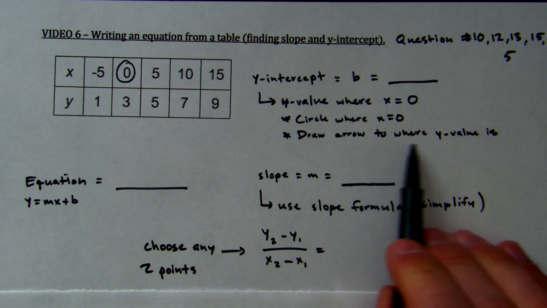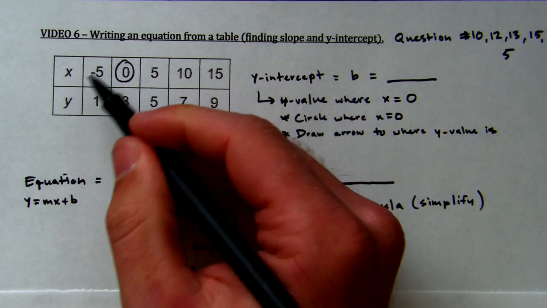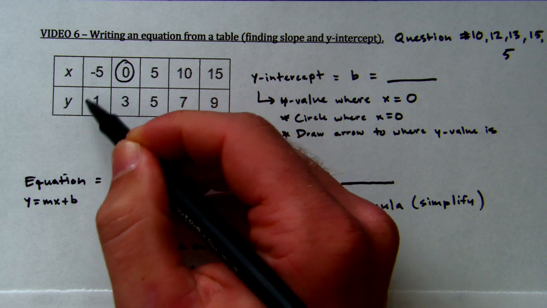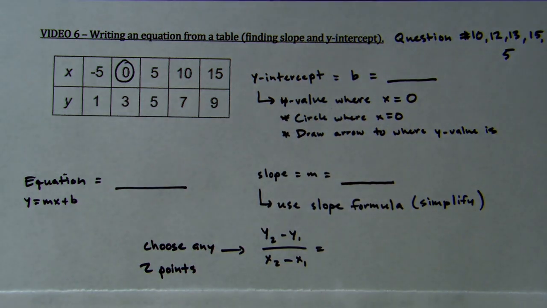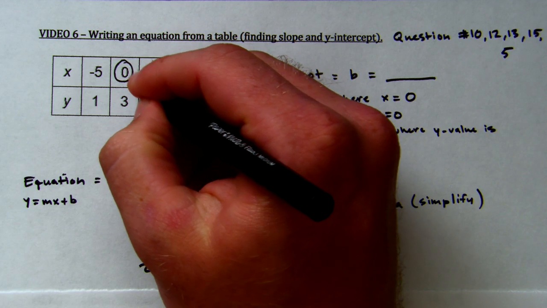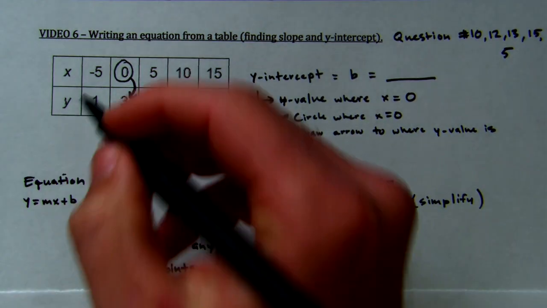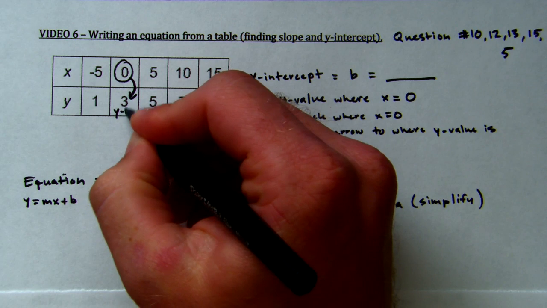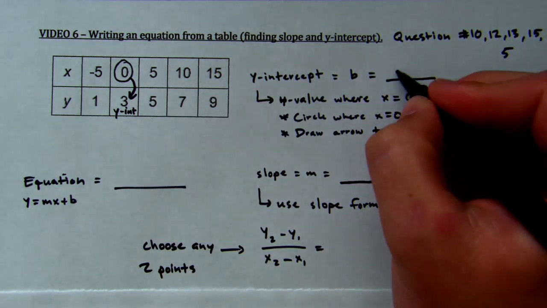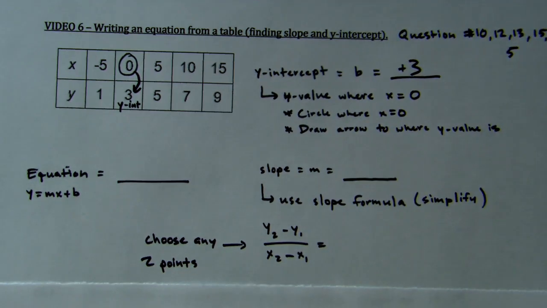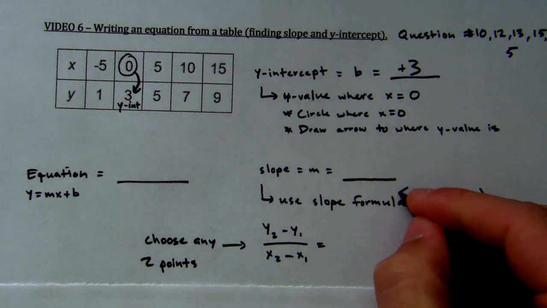Then we draw an arrow to where the y value is. In a table, if -5 is my x, 1 is the output that x gives. So -5 gives 1. So we're going to find where we circled. We're going to draw an arrow. This number right here is the y-intercept, and it is a positive 3. So when we write our equation, it's going to be +3. So finding y-intercept, we find where x is 0, we circle it, we draw an arrow to the y value. That is our y-intercept.